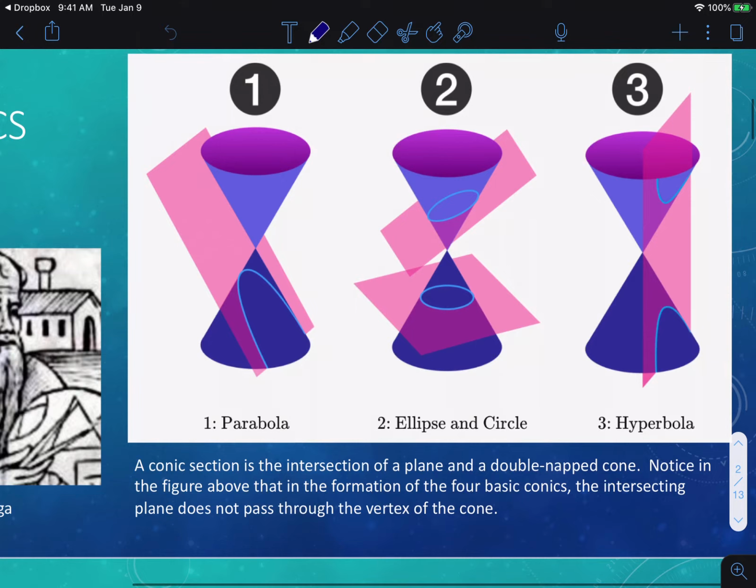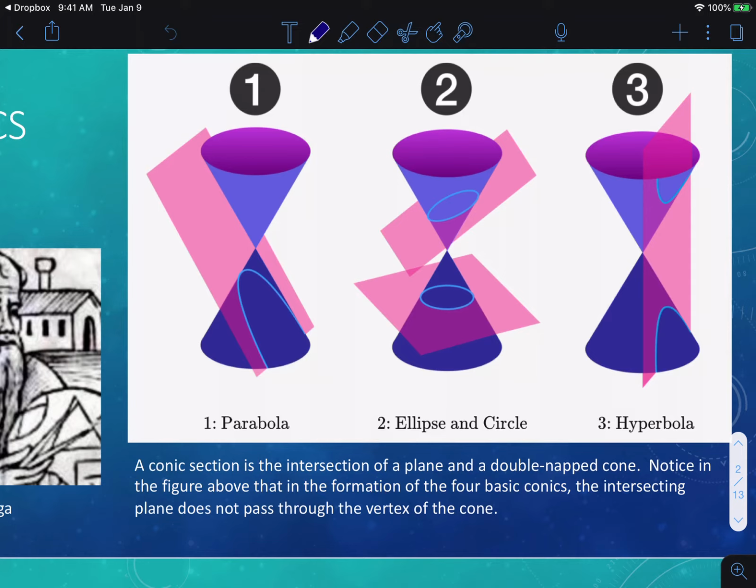So conic sections is what you get when you're looking at a double napped cone. If you look at these two purple cones and how they're stacked on each other at the vertex of each cone, and we're cutting it with a plane, you see that there's a pink plane there. Number one shows the shape we get when we have a diagonal plane cutting through the bottom cone: a parabola.